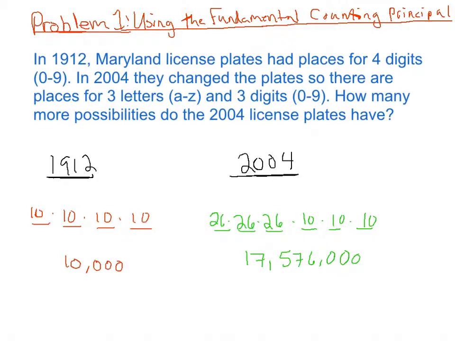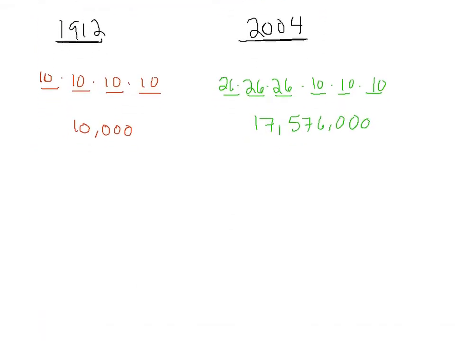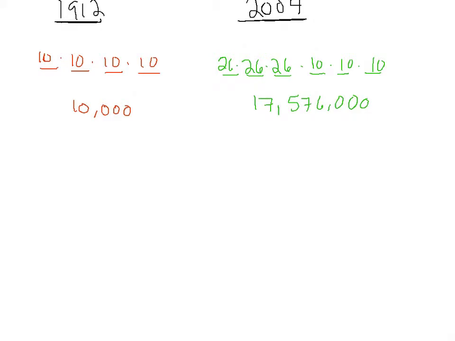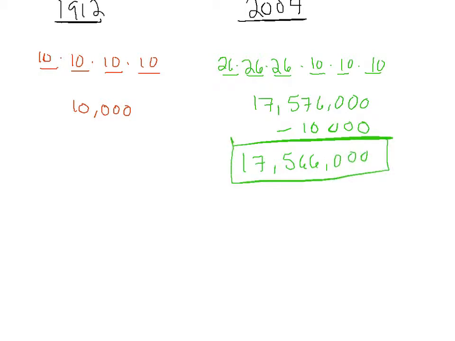And so now all we need to do to find how many more is subtract the 1912 from the 2004. So we subtract 10,000. And that would give us 17,566,000 more license plates. Not too difficult.